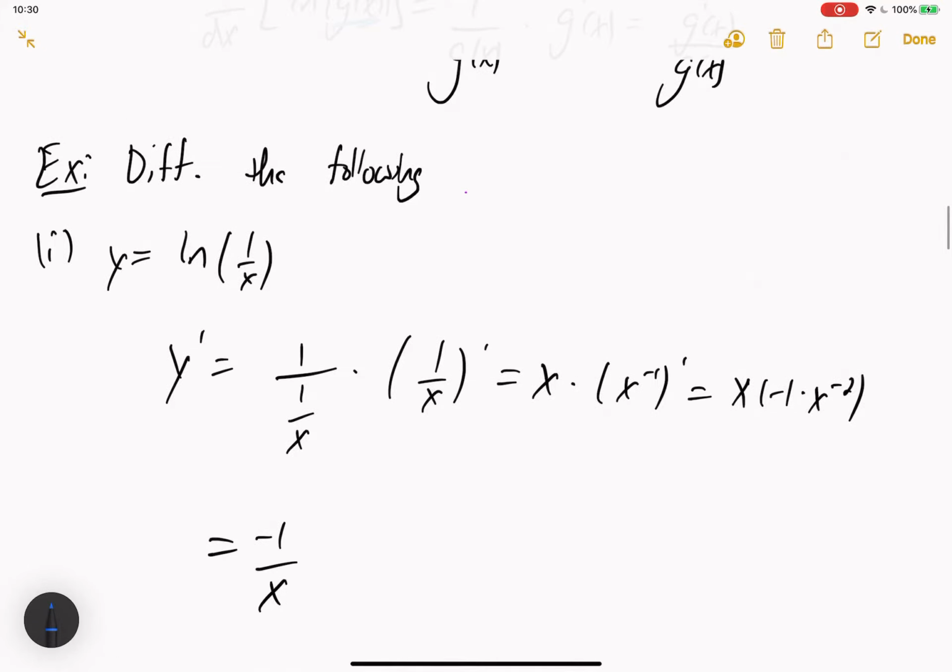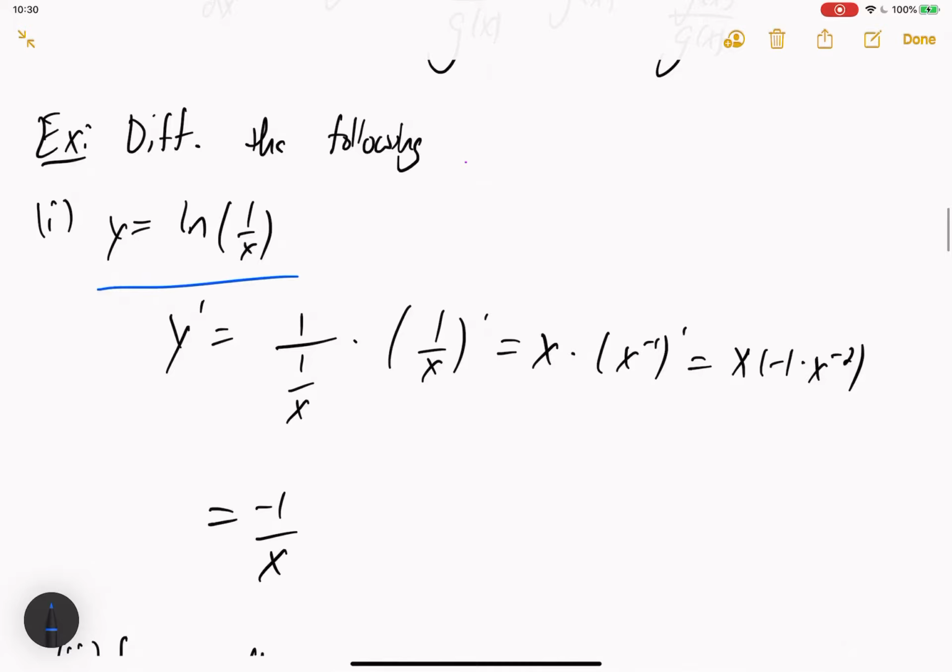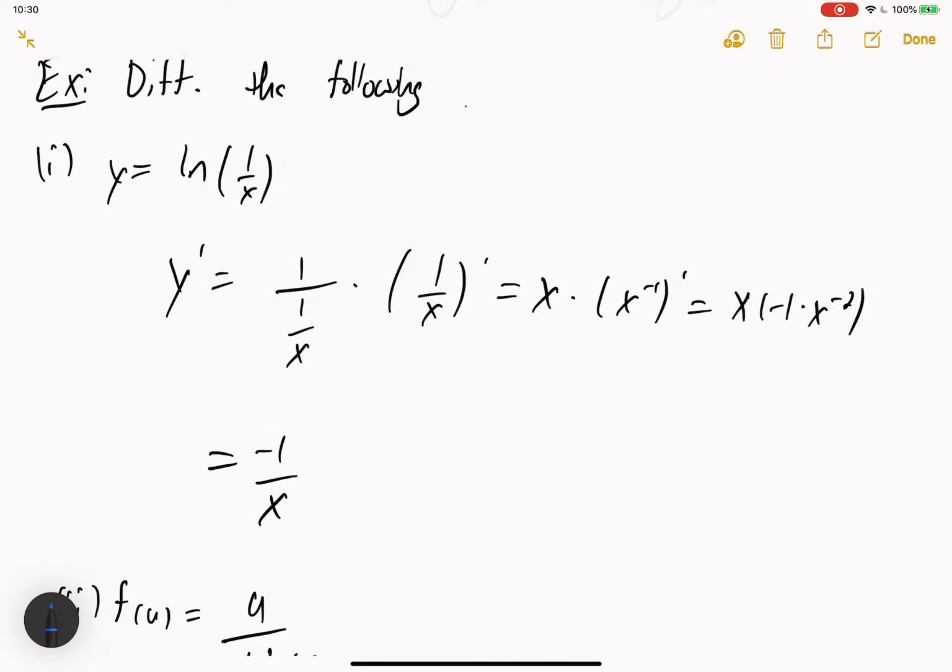So, let's differentiate the following. y is equal to ln of 1 over x. So again, that's going to be 1 over the argument, so 1 over 1 over x, times the derivative of the argument, so times (1 over x) prime, which is (x to the negative 1) prime.